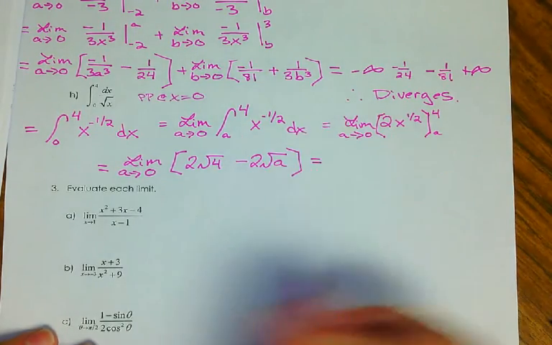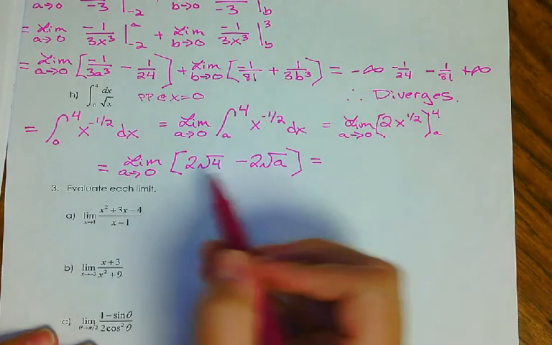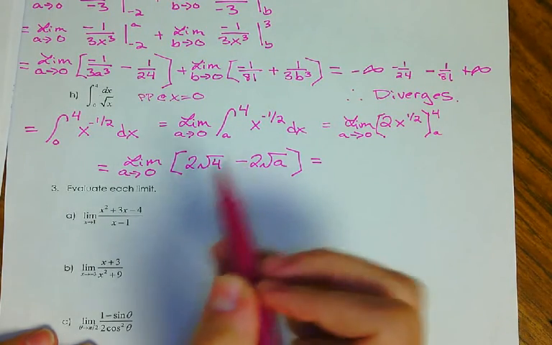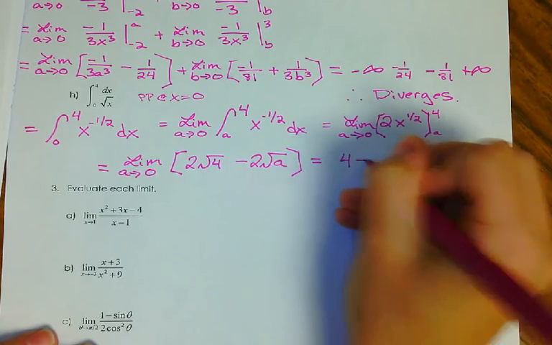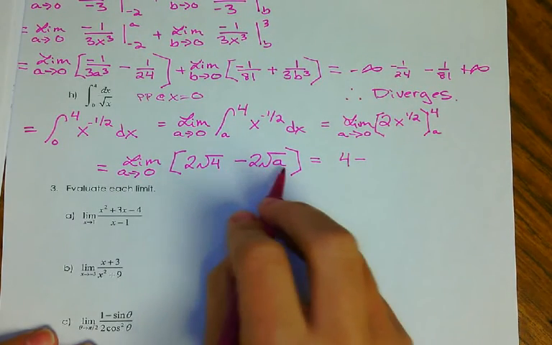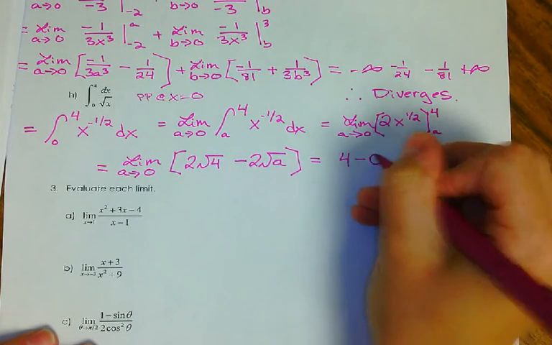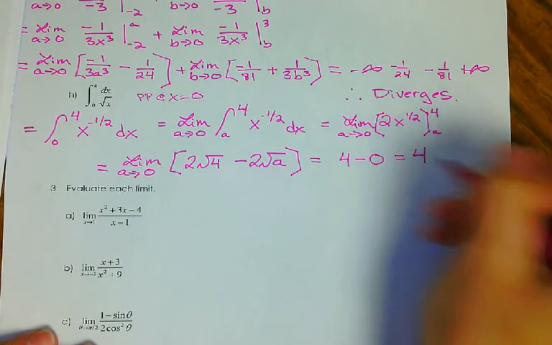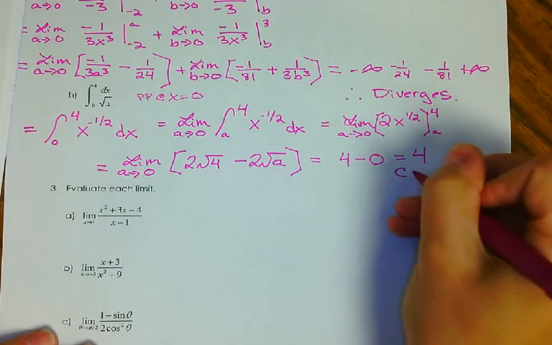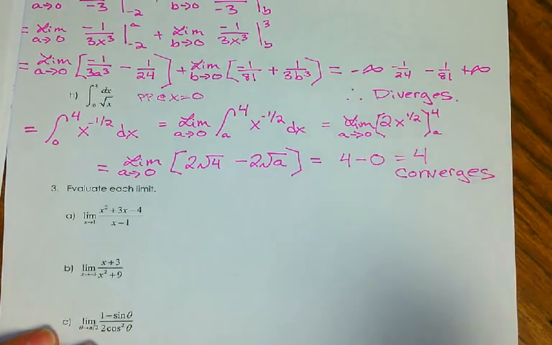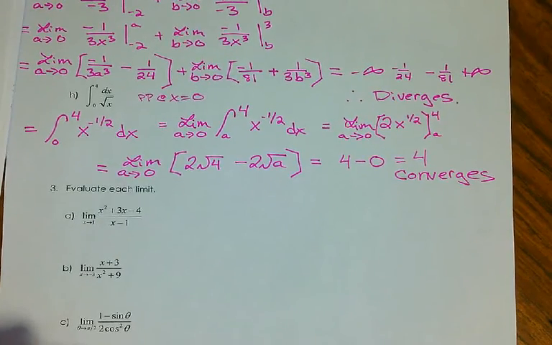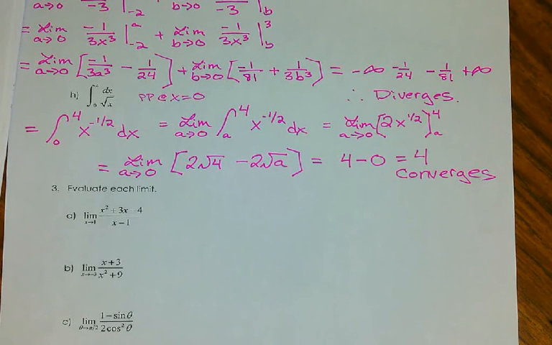Okay, and now I can actually evaluate the limit. We know that this piece here, square root of 4, is going to be 2, times 2 is going to give me a 4. So I get 4 minus, when I plug in 0, the square root of 0 is 0. So 0 times 2 is 0, so you get 4 minus 0, which is 4. This is a number, so if you get a number there, we say that it converges to that number. So in this one, that converges. Okay. So I think on this review, that takes care of all the improper integrals.